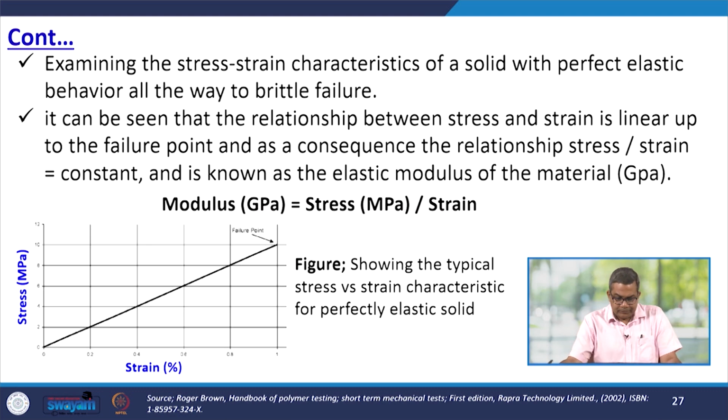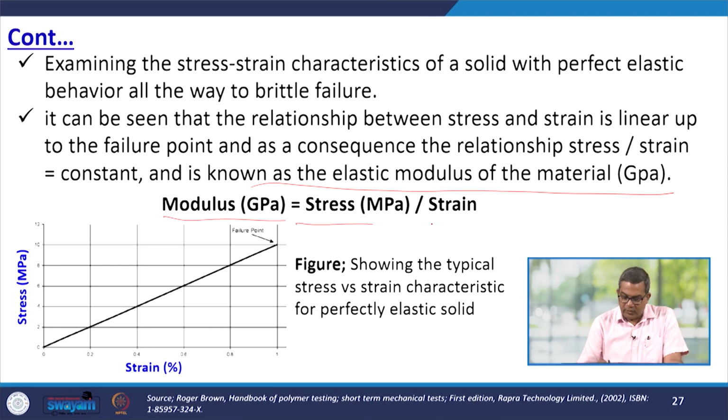Now, examining the stress strain characteristics of a solid with perfect elastic behavior all the way to brittle failure, it can be seen that the relationship between the stress and strain is linear up to the failure point. As a consequence of this relationship, stress over strain is equal to a constant and is known as the elastic modulus of the material. So, the modulus is equal to stress over strain. This particular figure shows the typical stress versus strain characteristics for a perfectly elastic solid, and here you can see the failure point.